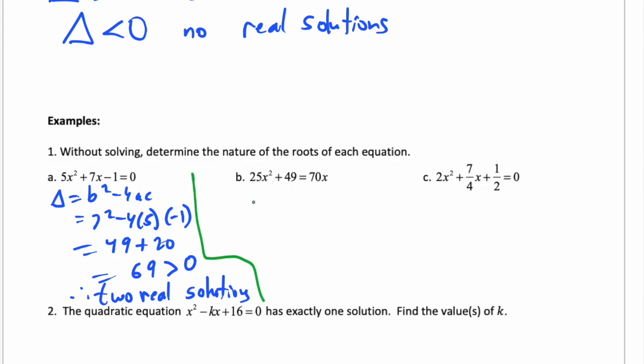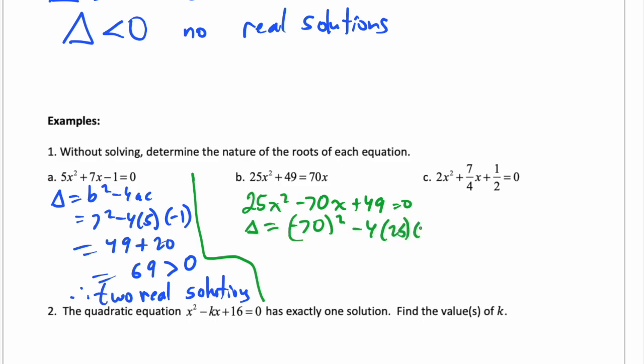Anyway, here you need to rearrange this in the right format. And then we'll do the discriminant. So the discriminant is negative 70 squared minus 4ac. Okay, so this is 4900. 4 times 25 is 100, so that's pretty easy to do. It's 4900, so that's equal to 0, so there's one real solution.